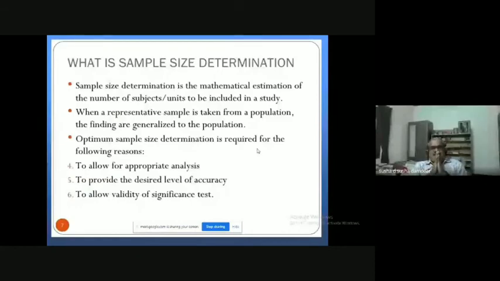Then again, what is sample size determination? Sample size determination is the mathematical estimation of the number of subjects or units to be included in a study. We select the optimum number of samples from the population. Then only the data will be appropriate for analysis. If we need the desired level of accuracy, the sample size will be optimum. At the same time, in order to test or validate the hypothesis statistically, the sample size will be optimum. The optimum sample size will be fixed by the researcher, and such a sample is selected from the population at random. Then only can we prove our assumption or validate our hypothesis statistically.